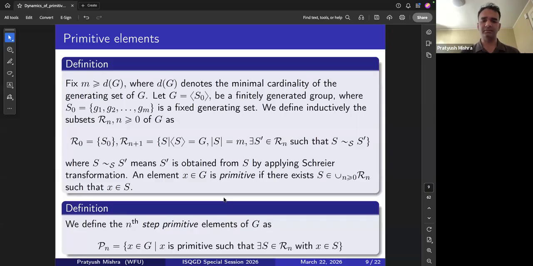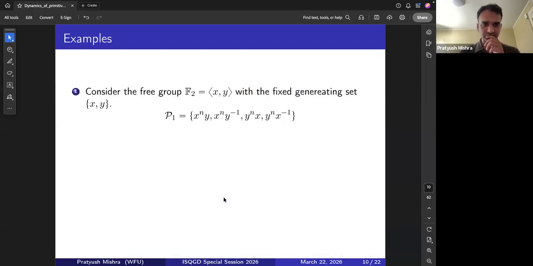People study it for many group theoretic reasons, I would say. But we use a dynamical approach and study some conjectures and obtain some preliminary results in some directions, which I'll show in the next couple of minutes. So let's say this free group. Let's try to understand this with the free group example with two generating set X and Y.